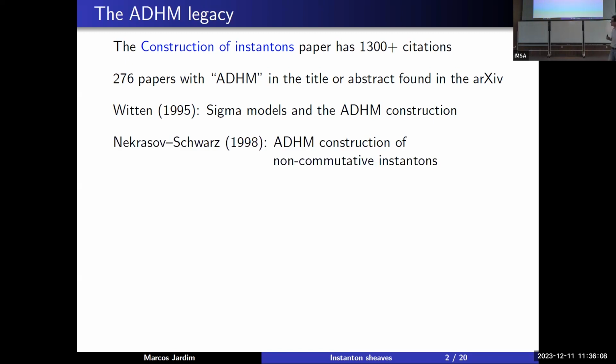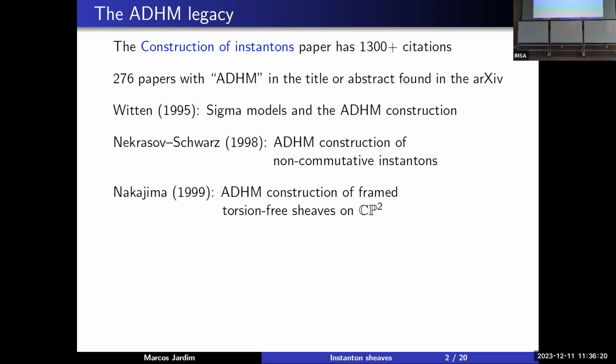And then there is Nekrasov and Schwarz's paper a few years later, adapting the ADHM construction to do the non-commutative instantons on R4, which is a very nice paper. Then Nakajima's adaptation of the ADHM construction to construct holomorphic, or better said, torsion-free sheaves on CP2. So he describes the moduli space of framed torsion-free sheaves on CP2 by an adaptation of the ADHM construction. That includes, by the way, the Hilbert scheme of points on C2. There's a whole story behind that as well; we could diverge and talk about a lot of what Nakajima and other people did following this paper.